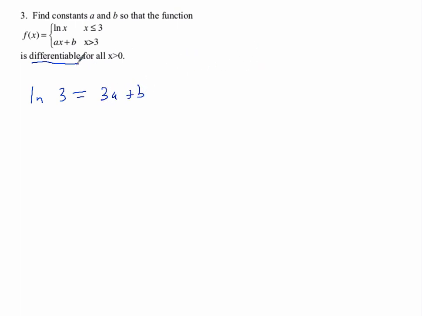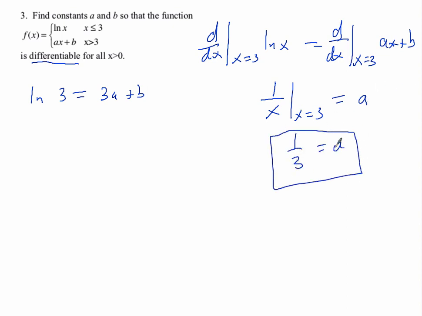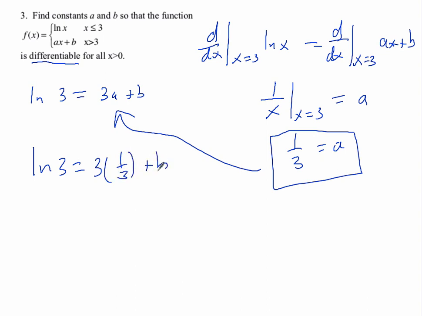And if it's differentiable, then the derivative evaluated at x equals 3 of ln x has to be equal to the derivative evaluated at x equals 3 of ax plus b. So that means 1 over x evaluated at 3 has to be equal to a. There's no x for that part, so it's just 1 over 3 equals a. So we have the a value already, and just plug it in over here. So ln 3 equals 3 times 1/3 plus b. So b equals -1 plus ln 3.